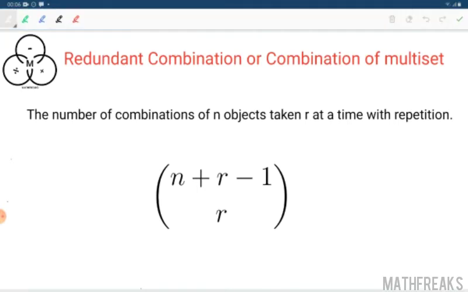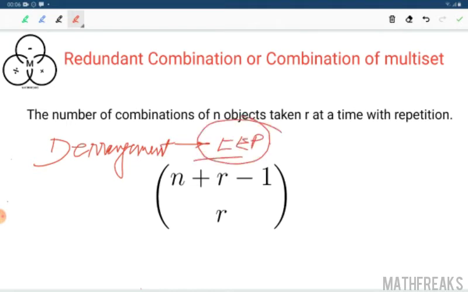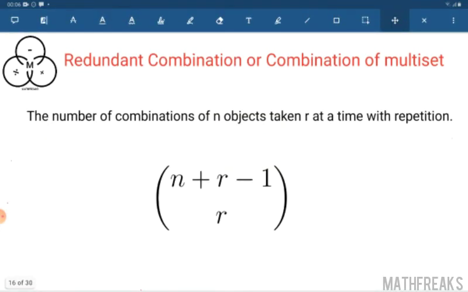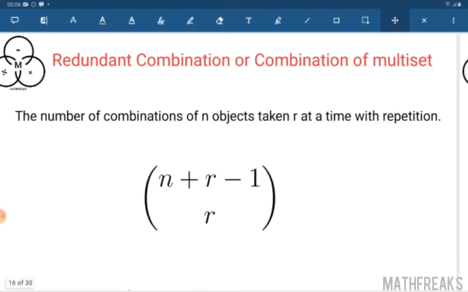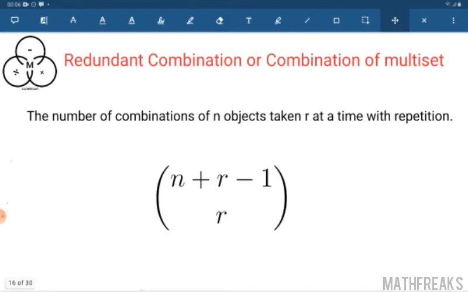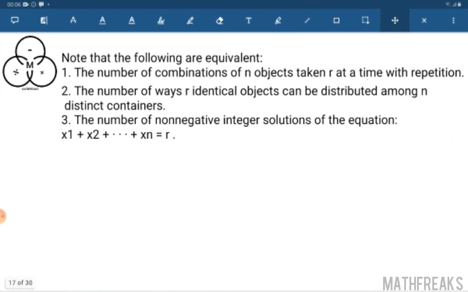A special note is that the proof of derangement can be given by the inclusion-exclusion principle, which is beyond the scope of our target. The number of combinations of n objects taken r at a time with repetition is given by this formula. How is this formula derived? Okay, we will approach it.